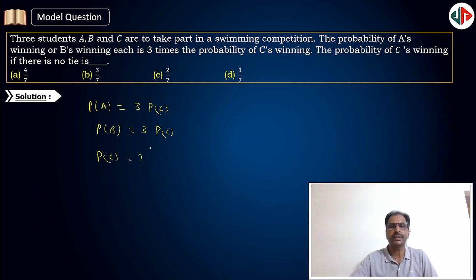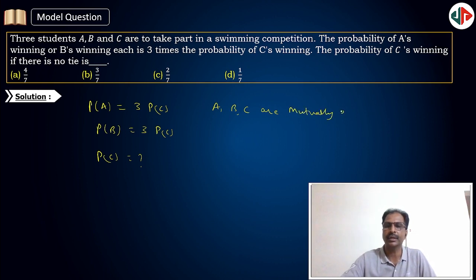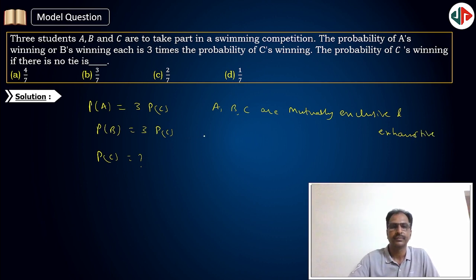See here, three students are participating in a competition means definitely one of them will win the competition, and no two persons can win the competition at the same time, which means A, B, C are mutually exclusive and exhaustive events. Exhaustive means A union B union C is equal to S.